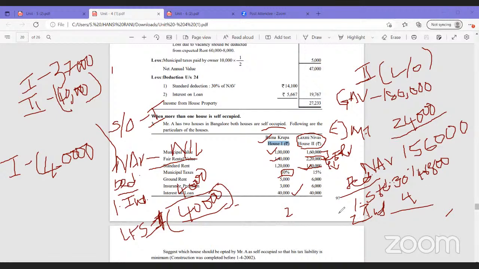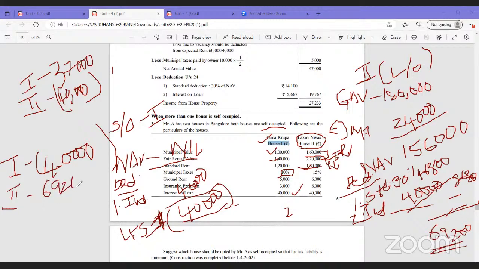And the next deduction is interest on loan. Interest on loan is given as 40,000. When you add these two figures, it will be 86,800. So 1,56,000 minus 86,800 comes to 69,200. This is income from house property. So here house 2 would be 69,200.